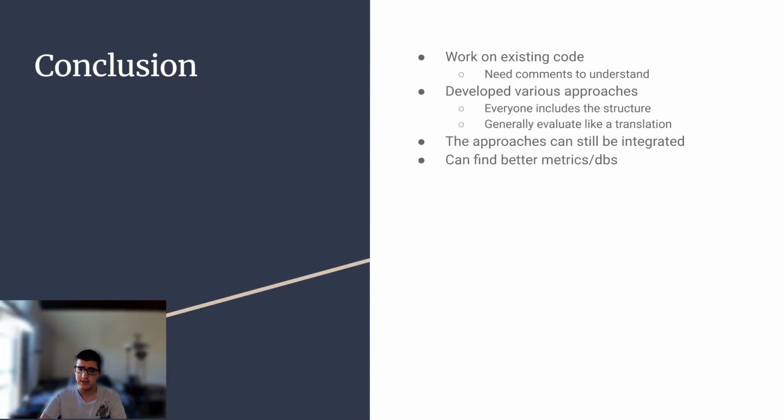So one could create a model which is based on DocAgent, but also uses the hierarchical attention and also uses the comment type. And there is room for better metrics to evaluate it, or better databases that can be standardized.